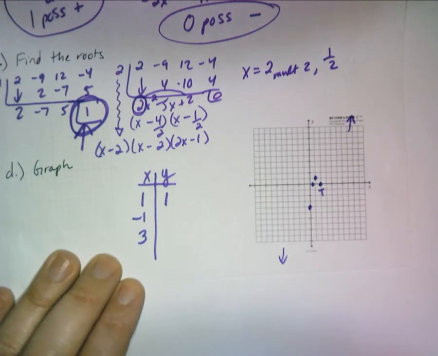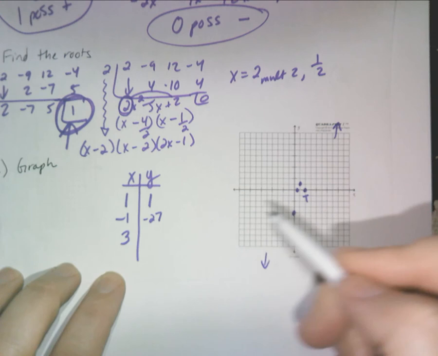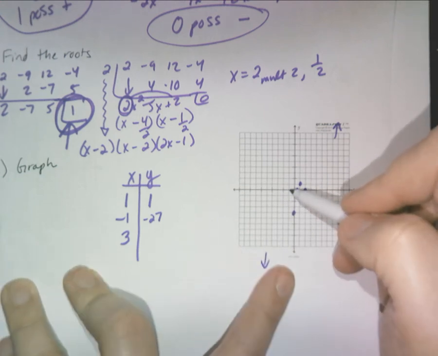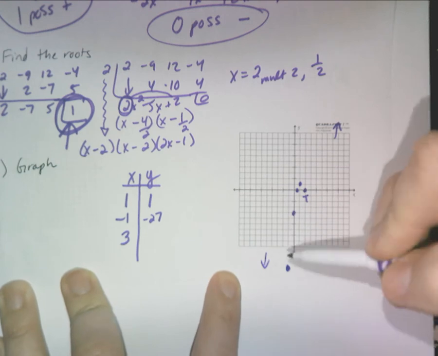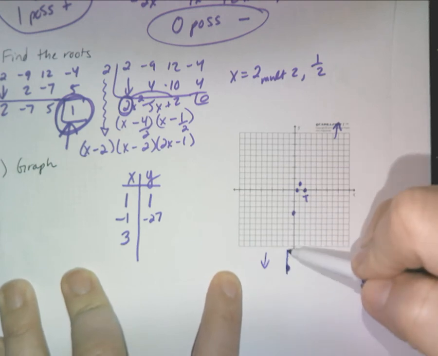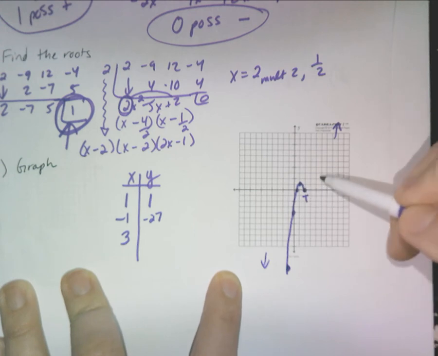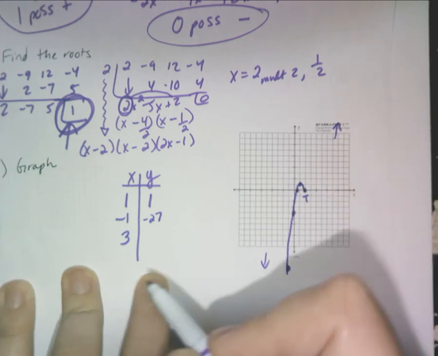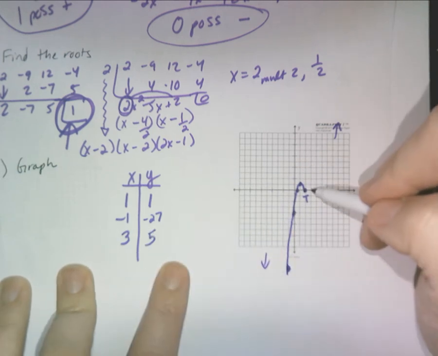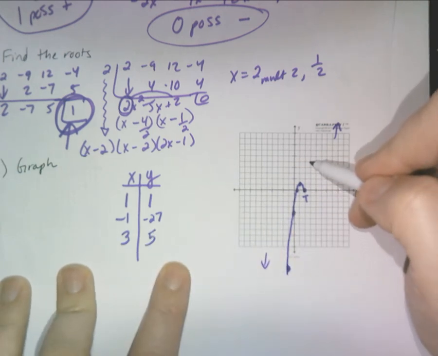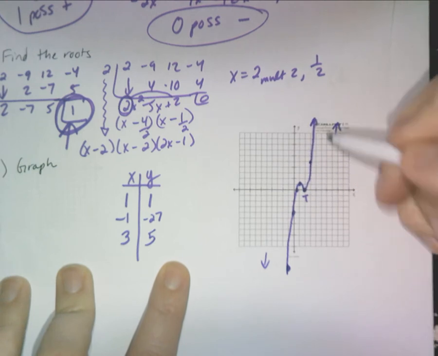So -1, -27. That's obviously off my graph, but that's down here. So that actually gives me a better idea of how skinny this is. Comes down, comes up. But I definitely do want a 3 here. Anybody get the 3? 5. I believe that's right. And so I know it's going to come down, touch, bounce back up, and then go up there.